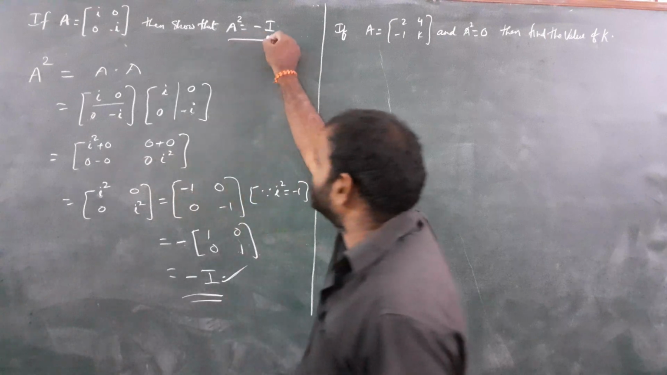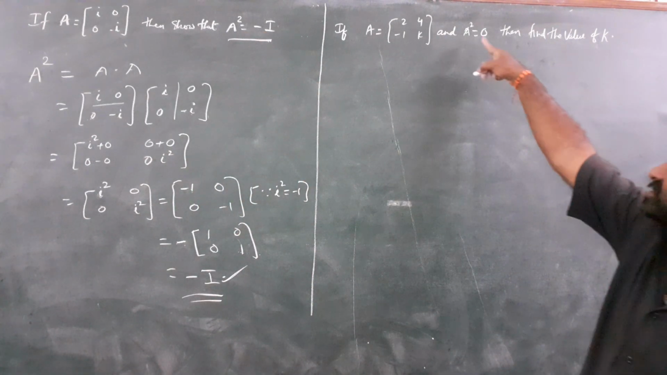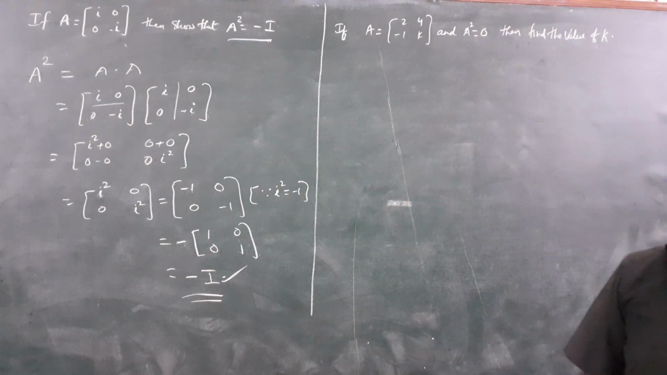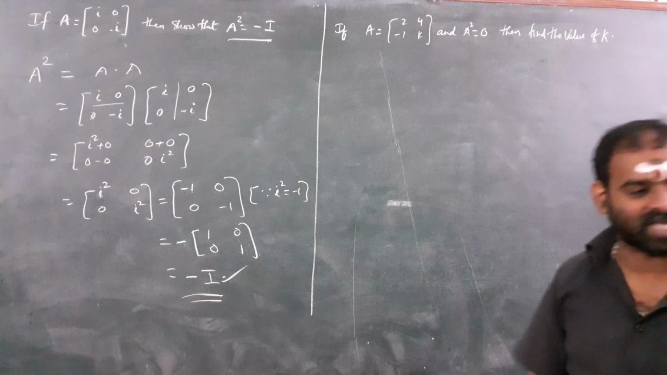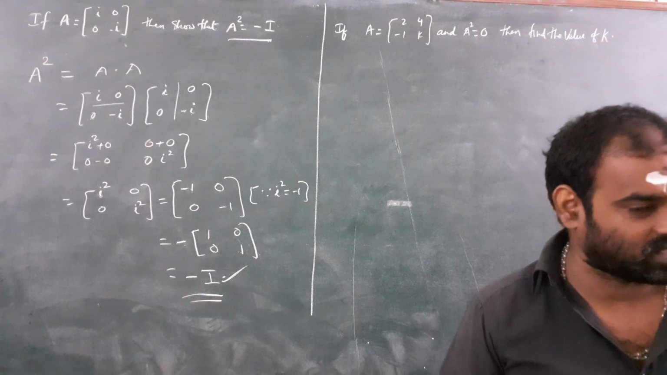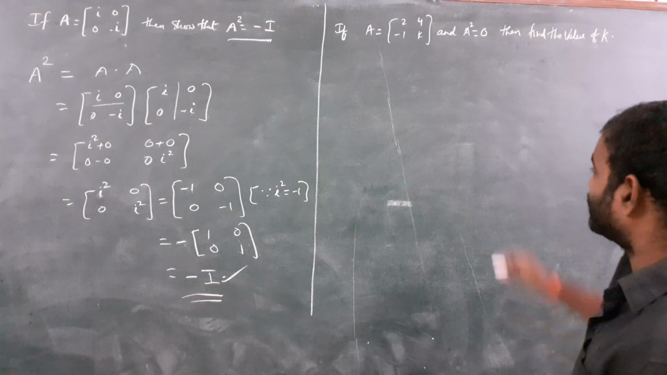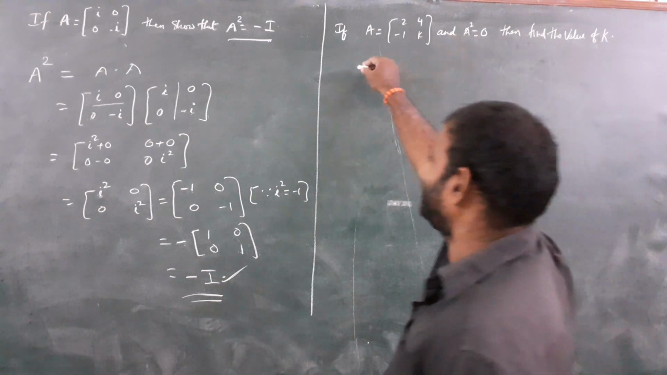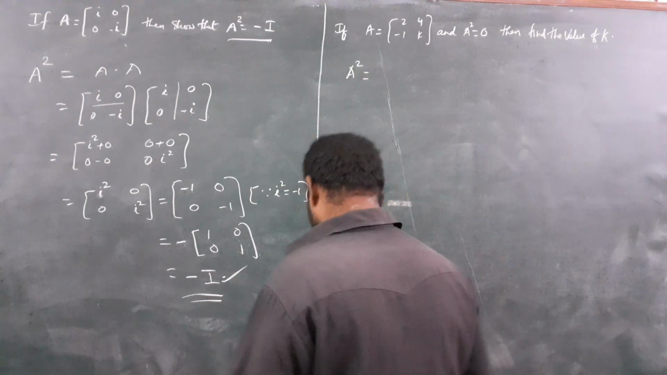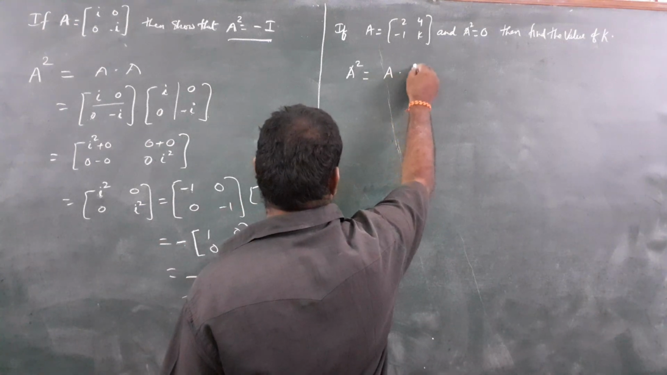Okay, next, what are they saying here? A square equal to 0. What is given? A square equal to 0. 0 means null matrix. Null matrix means all the elements in the matrix are equal to 0. So for that, first of all we have to find A square. Here also, let us first find A square. So A square is equal to what? A square is equal to A into A.